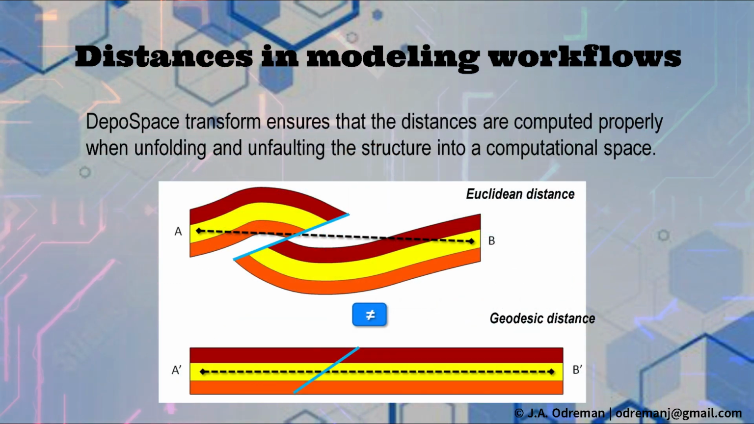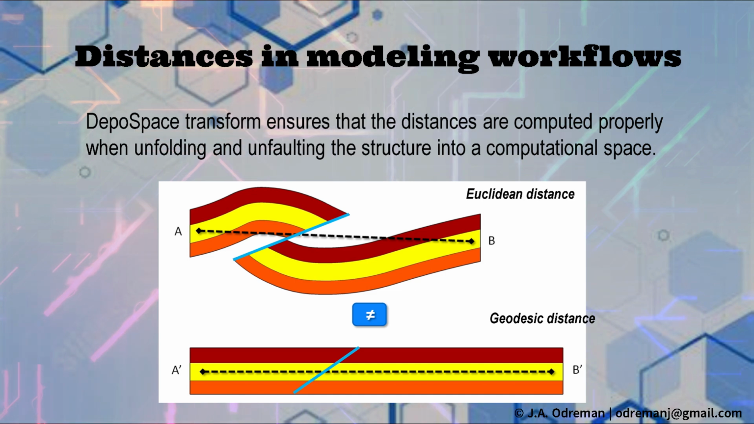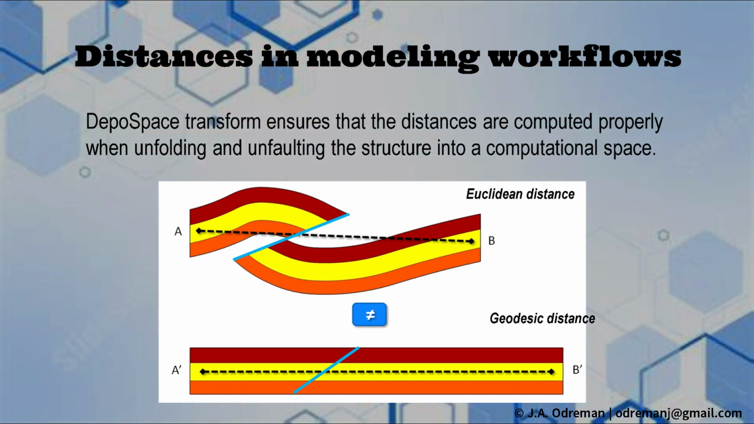Euclidean distance and geodesic distance in a geological context where subsurface layers are deformed. In the top part, the Euclidean distance between 2 points A and B is shown across folded geological layers. This is the straight-line distance between the points, ignoring the shape of the layers, which does not reflect the true distance along the geological structures.